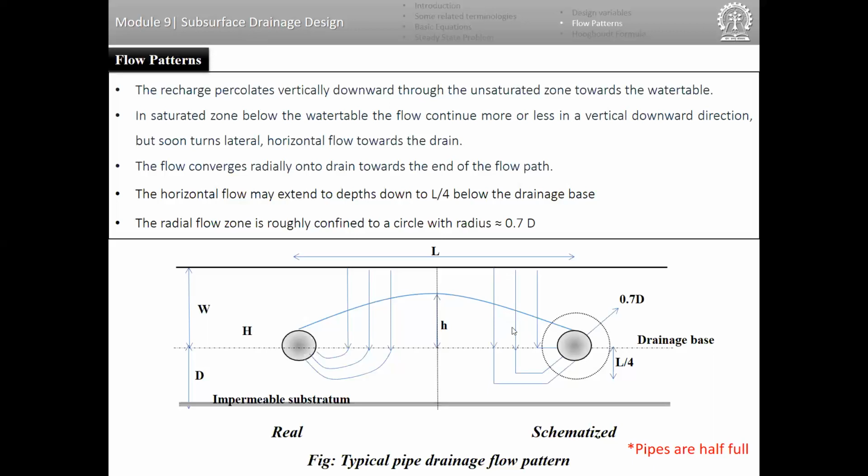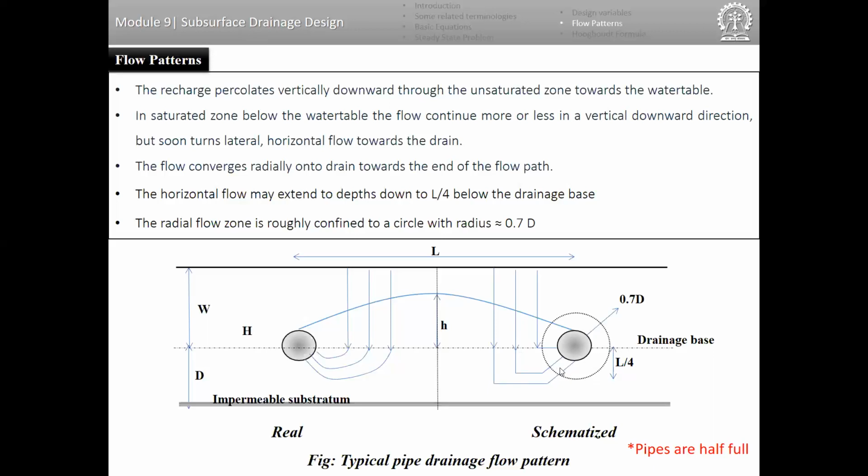The flow continues more or less in the vertical direction, but soon turns in the lateral direction towards the drain. So here it is mostly vertical, and then it is horizontal or lateral flow. The horizontal flow may extend to a depth around L by 4 below the drainage base. So below the drainage base, till this depth, ideally this horizontal flow may take place.